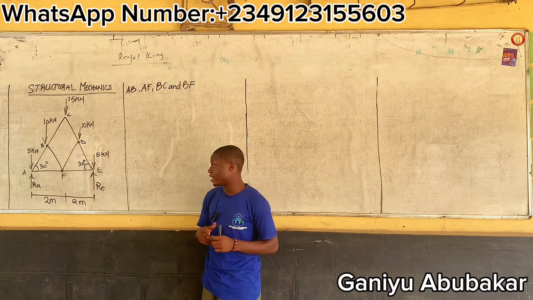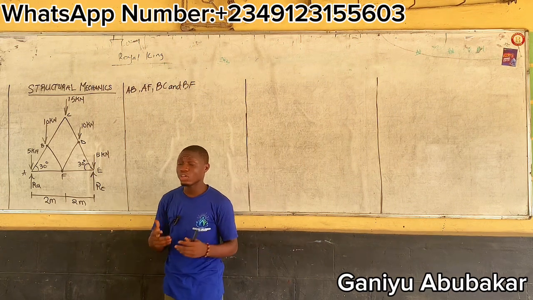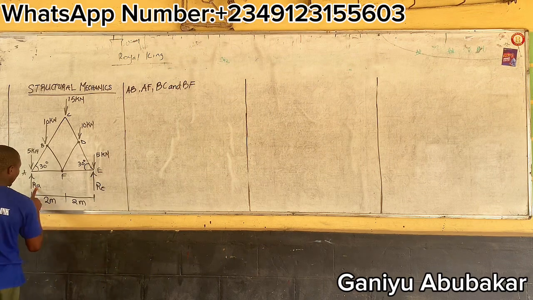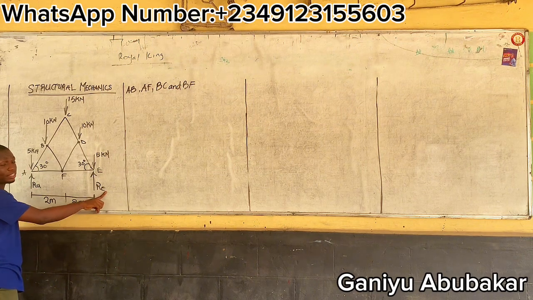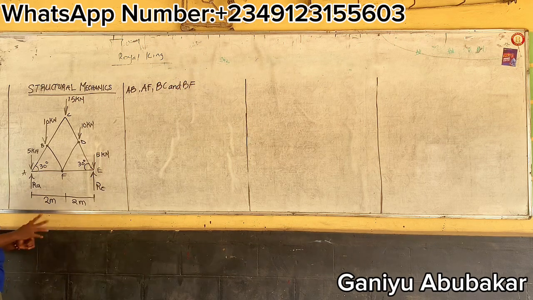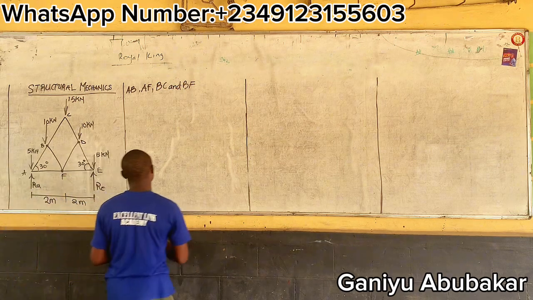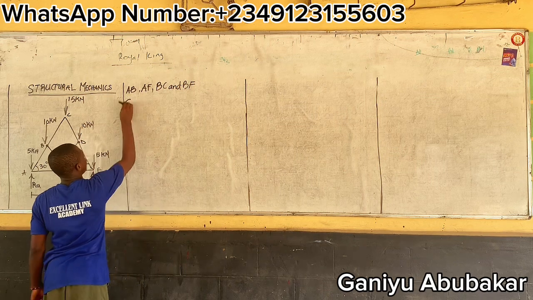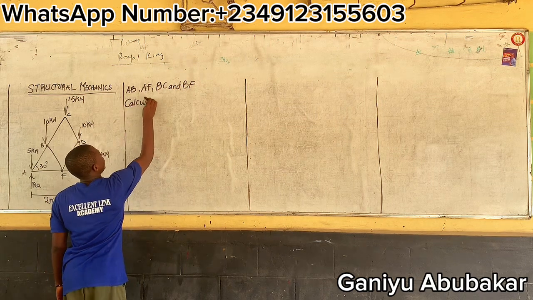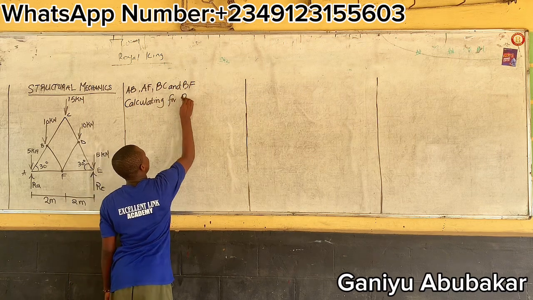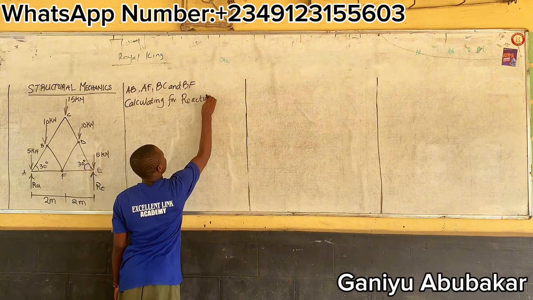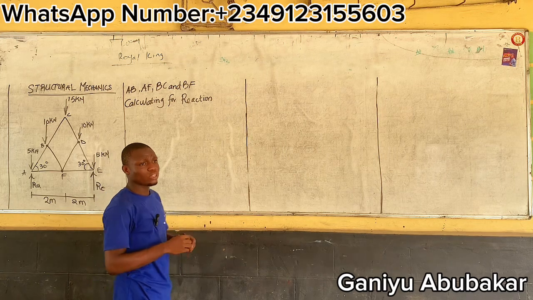So my very first task here is that I'll calculate the reactions. I'll find the exact value of RA and the exact value of RE, then I'll put them here, then I'll start solving using the joint method. But my first task is calculating the reactions. When it comes to calculating reactions, what do we use?